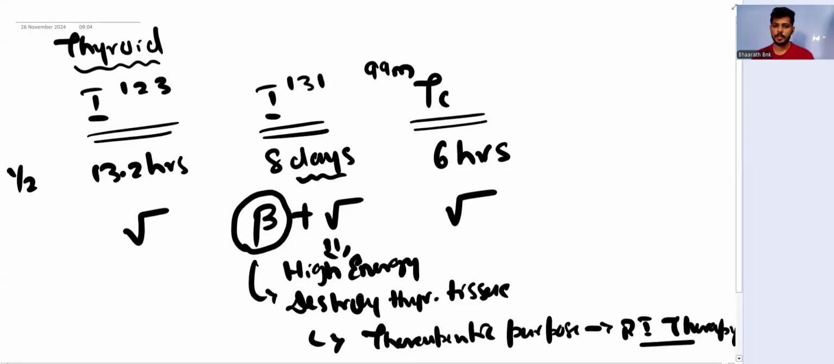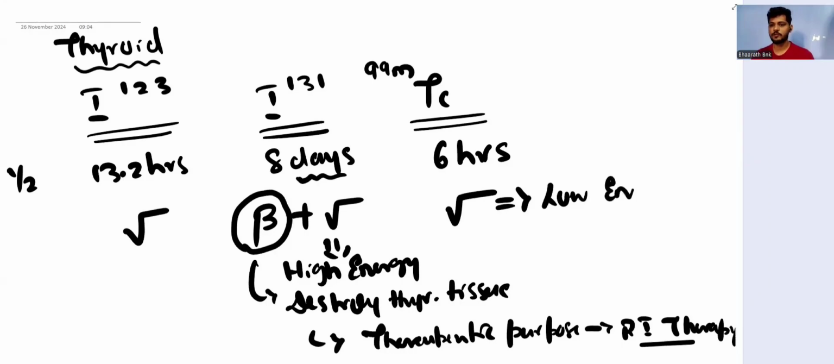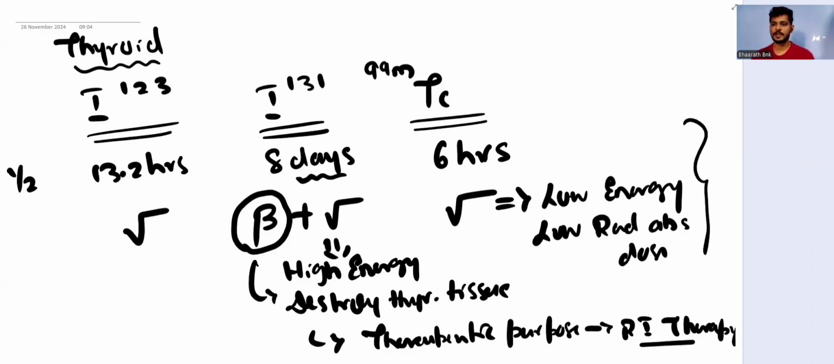Now, the gamma radiation emitted by technetium-99m is of low energy, which is very well suited for imaging purposes, and it also has a low radiation absorbed dose. So that is why it makes for excellent diagnostic purposes. It has a short half-life, it emits only gamma radiation, and that gamma radiation is of low energy, with a low radiation absorbed dose. That is why it is excellent for diagnostic purposes.